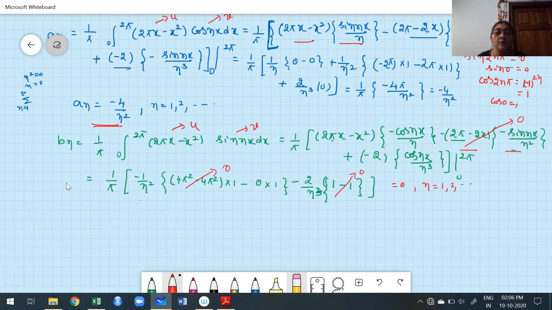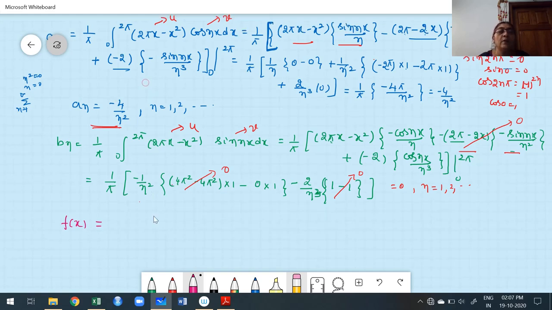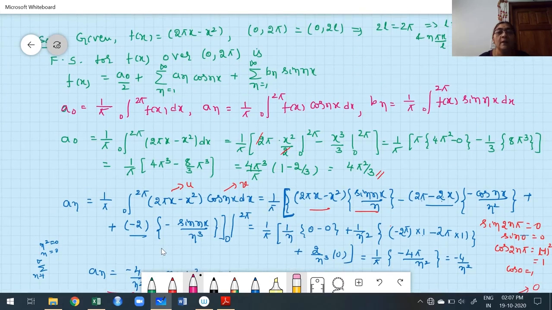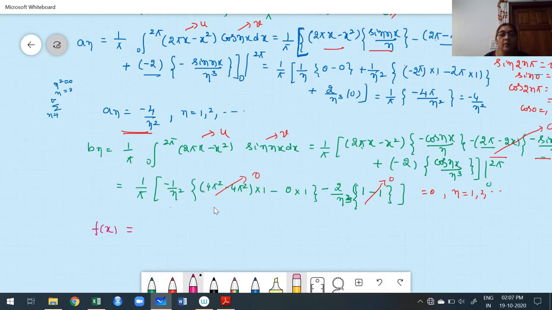Even though the function looks very complicated, this is the easiest, simplest way I have to solve the problem. Now I have to construct the Fourier series. What is my final Fourier series for the given function x into (2 pi minus x) over the interval 0 to 2 pi? It is a_0 by 2. Just now we calculated what my a_0 is: 4 pi square by 3. What is a_0 by 2? 4 is cancelled with 2. What remains is 2 pi square by 3.